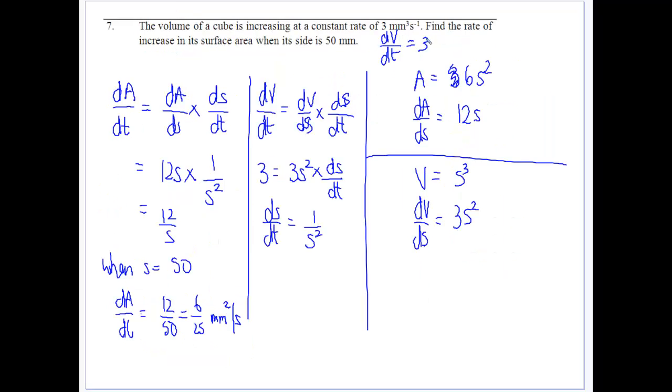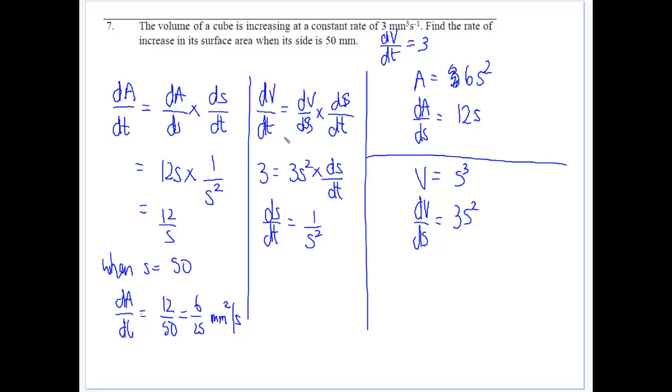This time the volume of the cube's increasing at 3 millimeters cubed per second. So dv dt is 3. We want the rate of increase in the surface area. So dA dt we could write as dA ds on ds dt, because we can get a relationship between the area and the side of the cube, but we need ds dt, which we haven't got at this point in time.